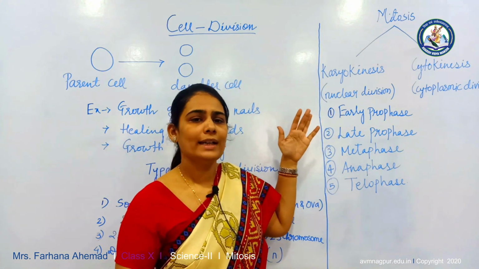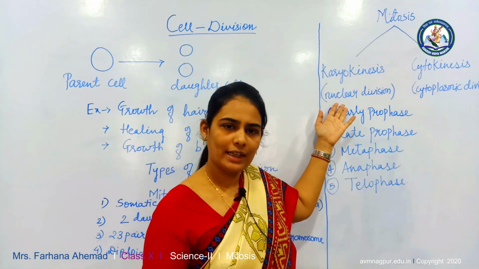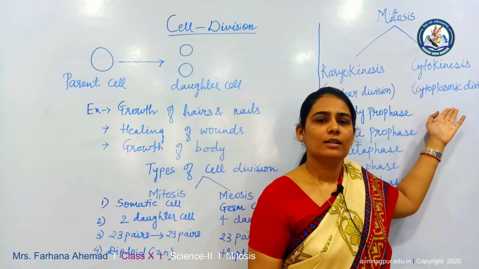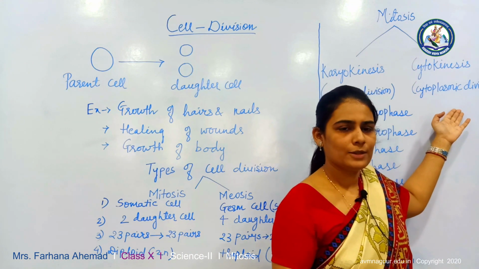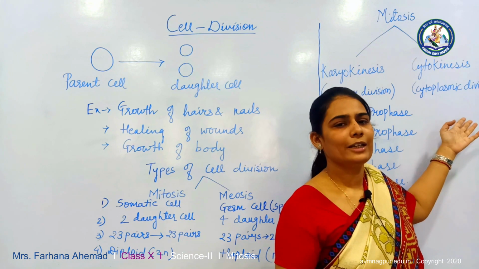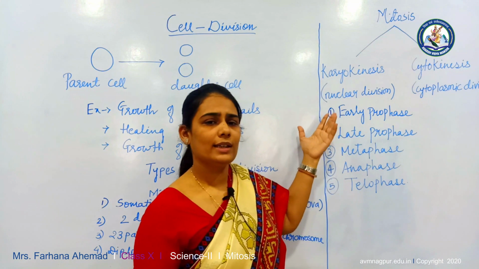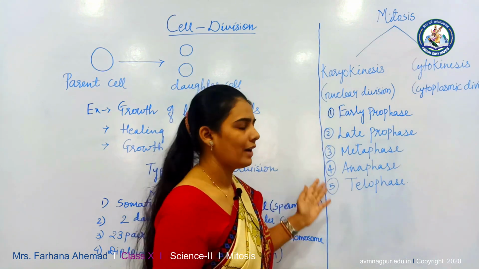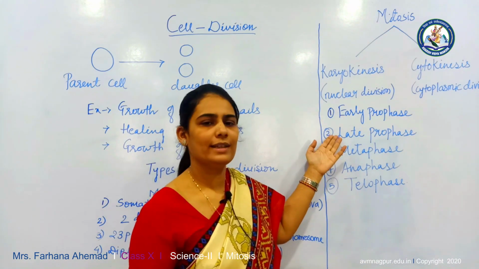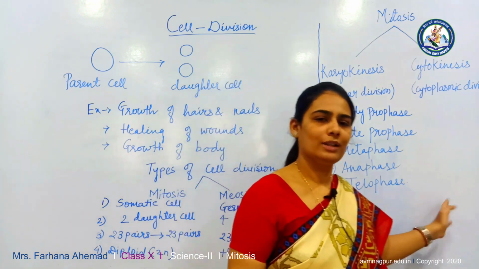When a cell divides its nucleus, that is, when the nucleus divides in a cell, it means karyokinesis or nuclear division has completed. And when the cell divides its cytoplasm, the cytoplasmic division is completed, that means cytokinesis has completed. Now karyokinesis also has 5 stages. The first is early prophase, the second is late prophase, then metaphase, anaphase and telophase. Now let's move on to all these.